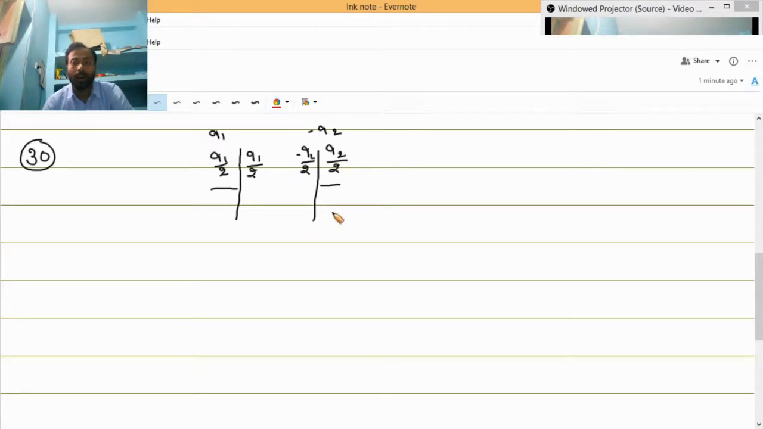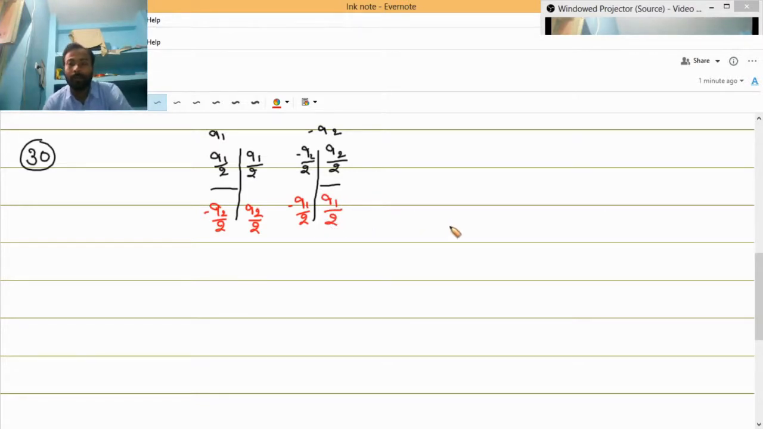Now since these two plates are placed close to each other, due to induction, since minus Q2 by 2 charge is there, a plus Q2 by 2 charge will appear here and a minus Q2 by 2 charge will appear here. Similarly here Q1 by 2 charge is there, and this plate is close to this charge, so again due to induction, negative Q1 by 2 charge will appear here and positive Q1 by 2 charge will appear here.